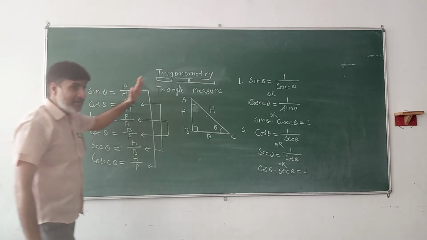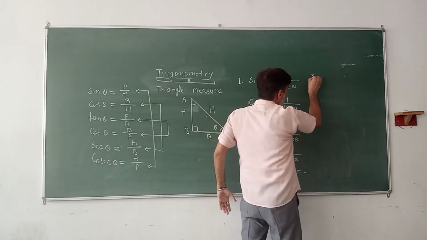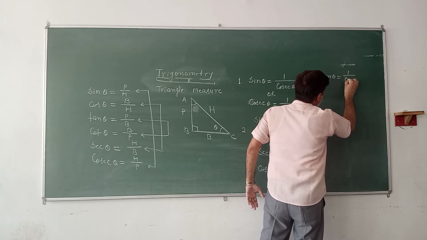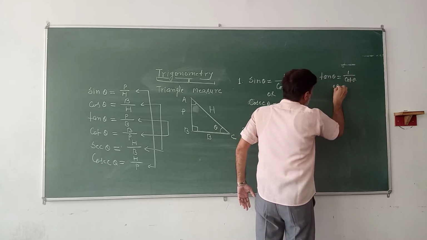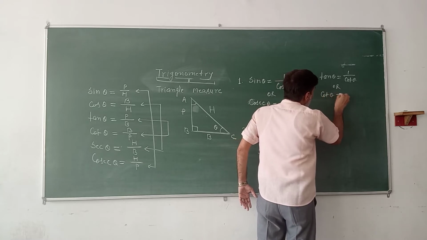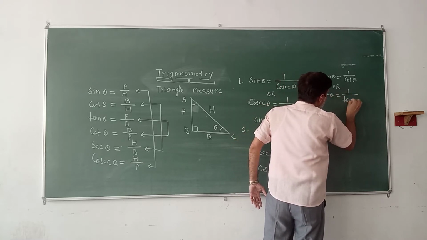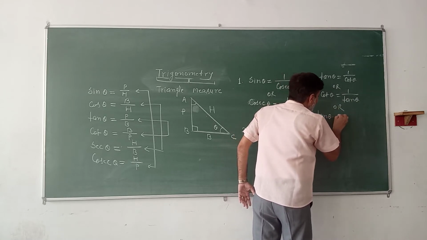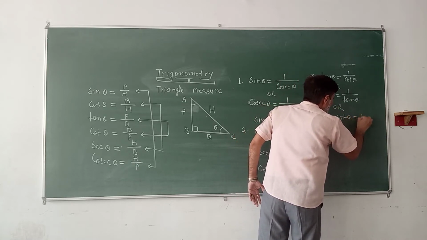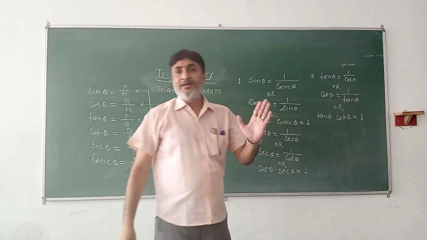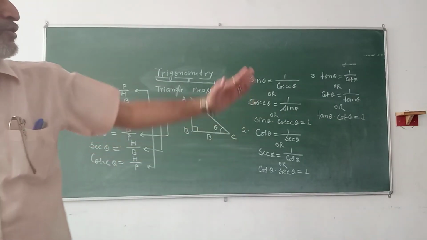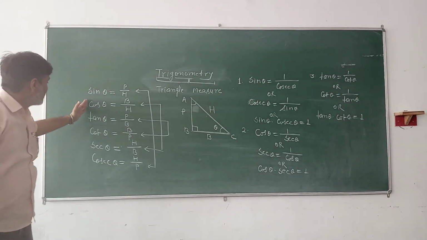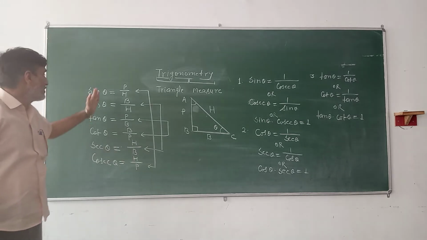Similarly, tan theta and cot theta are reciprocal to each other. They can be written like tan theta equals 1 upon cot theta, or cot theta equals 1 upon tan theta, or tan theta into cot theta equals 1, because both are reciprocal to each other. Okay, these are a few relations between all these 6 trigonometrical ratios.